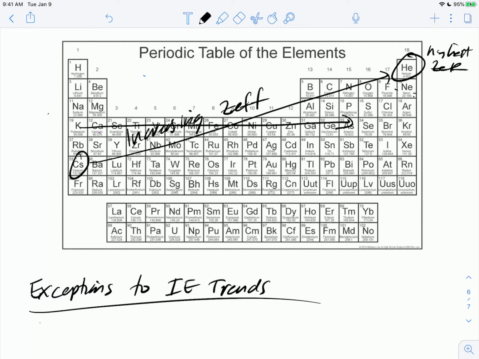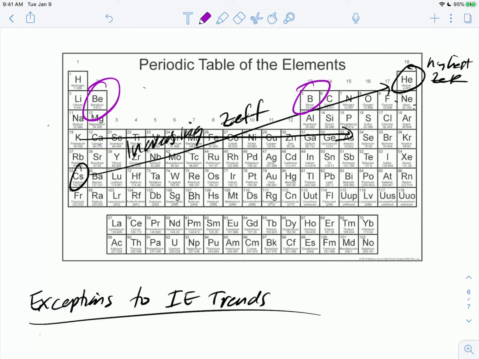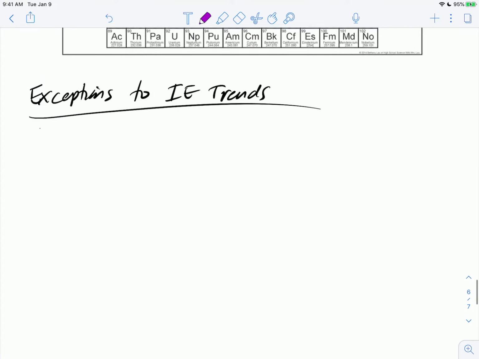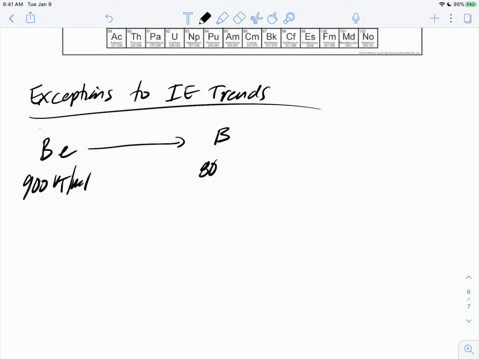Okay, and so the first exception we're going to see is going from beryllium to boron. So this 2A to 3A trend, we'll see why the ionization energy actually goes down instead of up. So let's look at that. So this is beryllium, which has an ionization energy of 900 kilojoules per mole, to boron, which instead of increasing as you go across, actually goes down. So why is that?